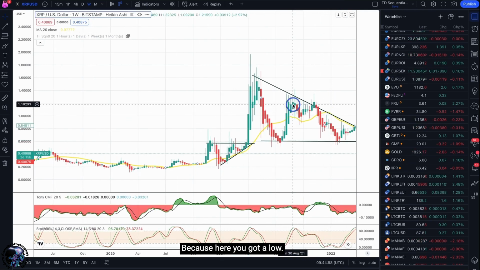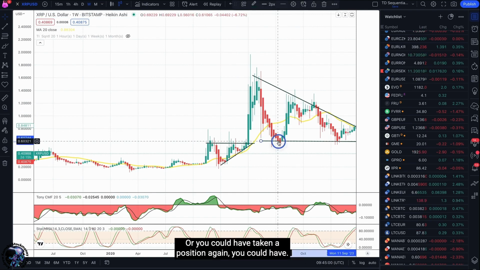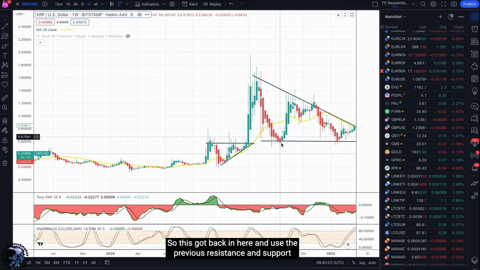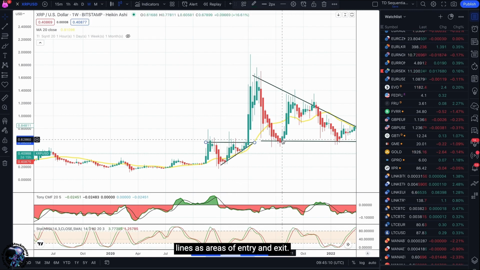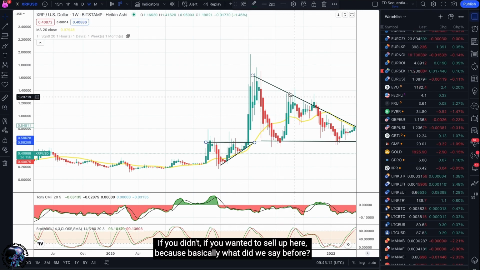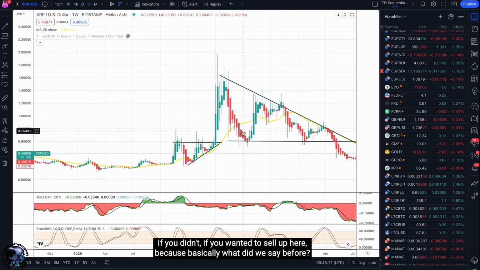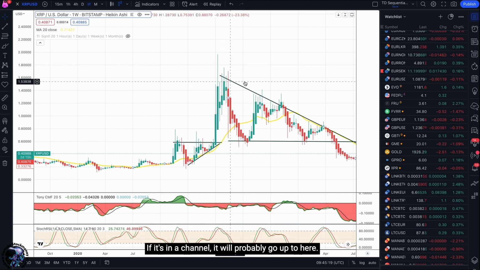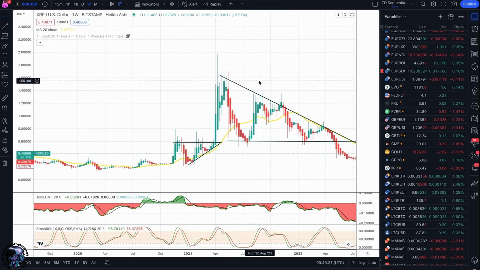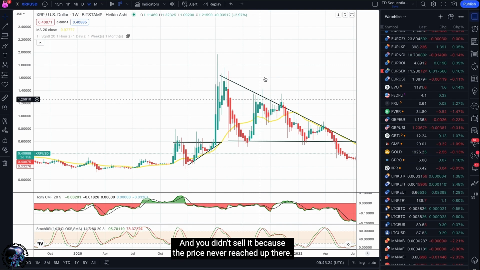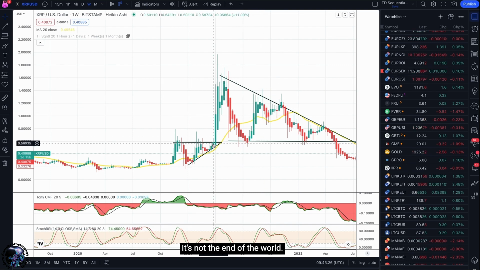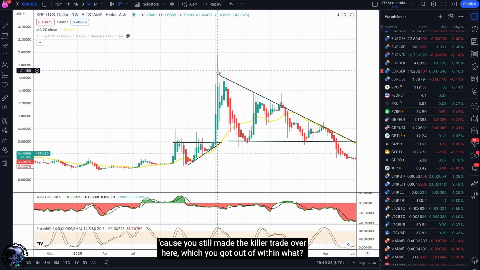Because here you got a low, you could have taken a position again. You could have sold this, got back in here, and used the previous resistance and support lines as areas of entry and exit. If you wanted to sell up here, because basically what did we say before? If it's in a channel, it will probably go up to here. Let's say you did park it there and you didn't sell it because the price never reached up there. It's not the end of the world, because you still made a killer trade over here, which you got out of within, what, 2 weeks.